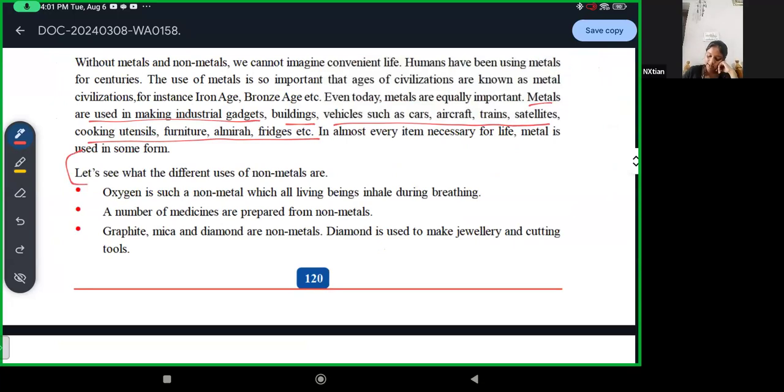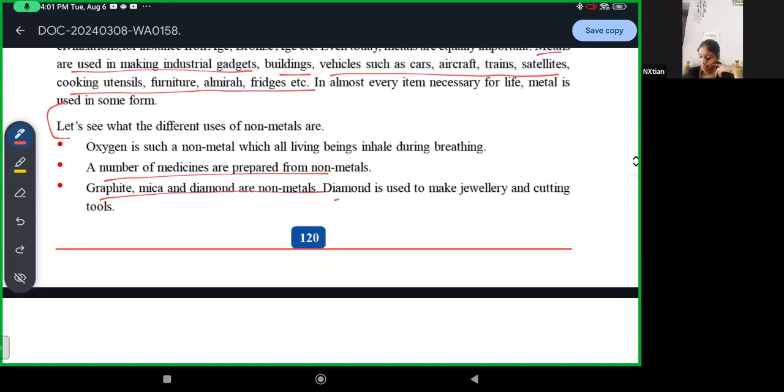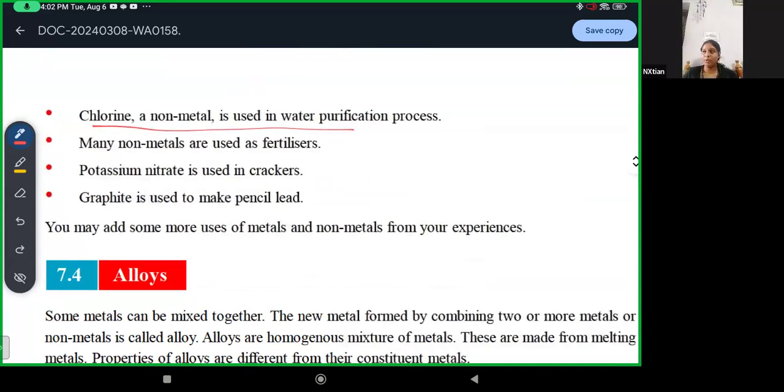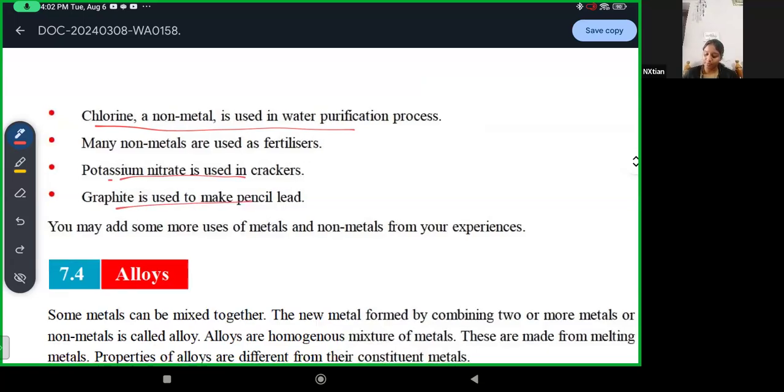Now there are non-metals. They also have various uses. Oxygen is such a non-metal which all living beings inhale. Then a number of medicines are prepared from non-metals. Graphite, mica, and diamond are non-metals. Diamond is used to make jewelry and cutting tools. Graphite, mica, all of these are used in the construction of a house. Then chlorine is a non-metal used in water purification. Then many non-metals are used as fertilizers, and potassium nitrate is used in crackers. Graphite is used to make pencil lead. So these are the uses of non-metals.